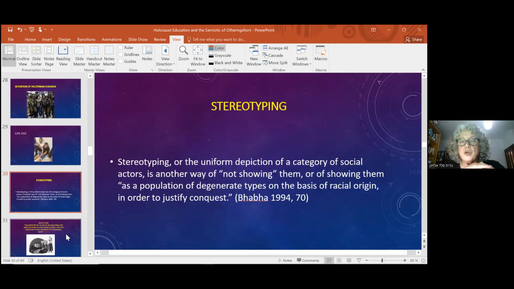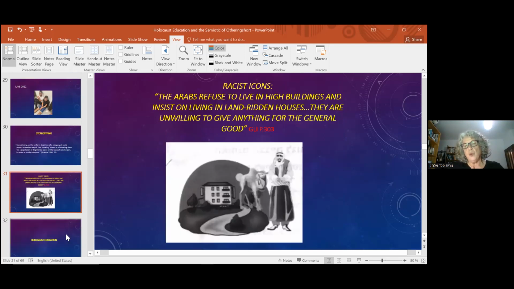Another way of not showing people is by showing them through stereotypes. Stereotypes are always demeaning, always degrading, and always racist. This is one of the strategies of colonialism. So in this geography book, whenever Palestinian citizens are mentioned, you see this caricature of some kind of Alibaba who doesn't live anywhere. The cartoon is always accompanied by a very demeaning text, as you can read here: "They are unwilling to give anything for the general good."